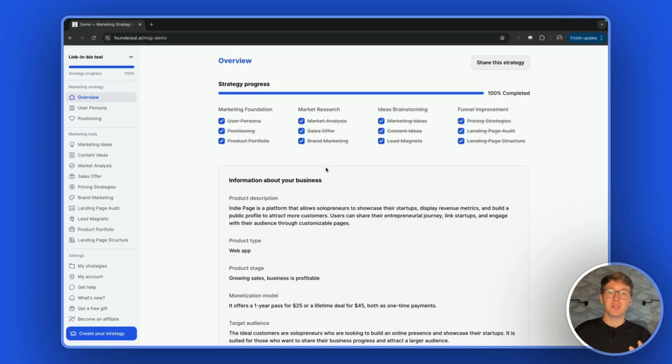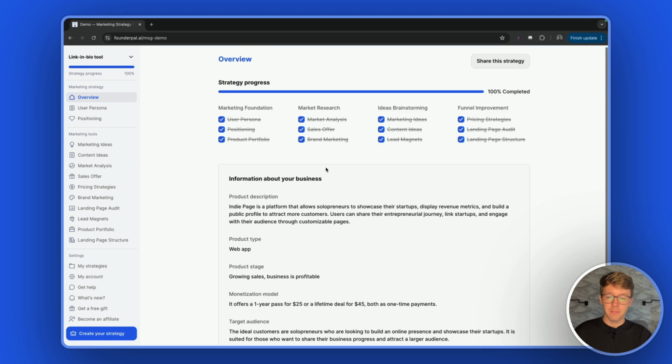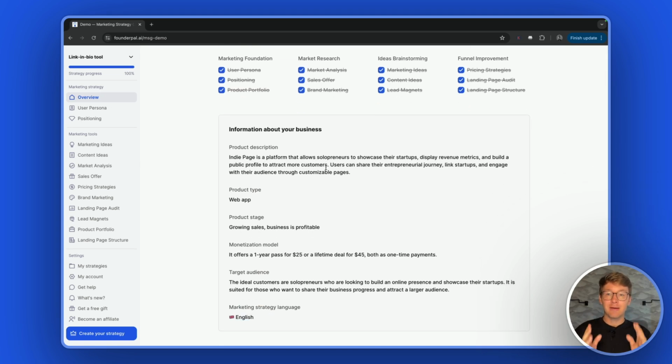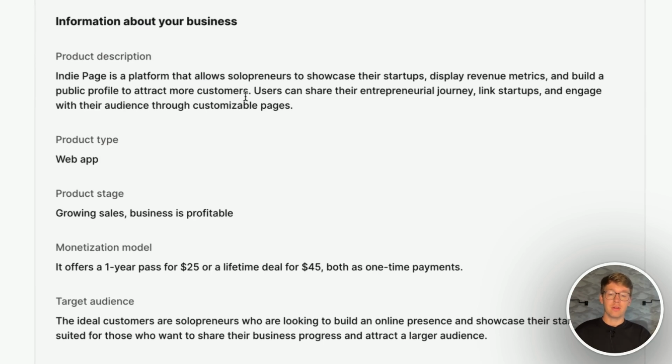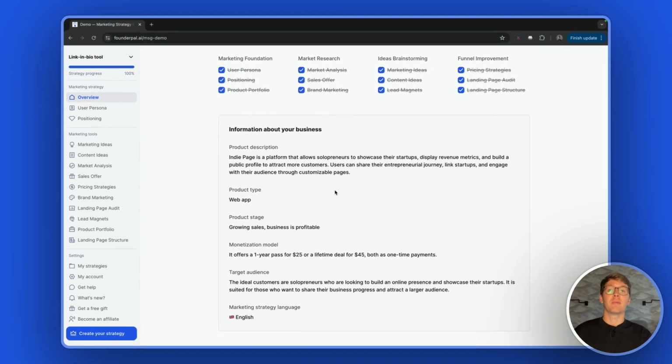Marketing strategy is critical for SaaS business. Let me show you how you can get one in under 5 minutes with the power of AI. We'll go to FounderPal and we'll already have an example marketing strategy for LinkedIn BO tool. This is a platform that allows solopreneurs to showcase their startups, and basically our ideal customer is solopreneur. So we described our business with different inputs, and now we're ready to get all marketing assets.